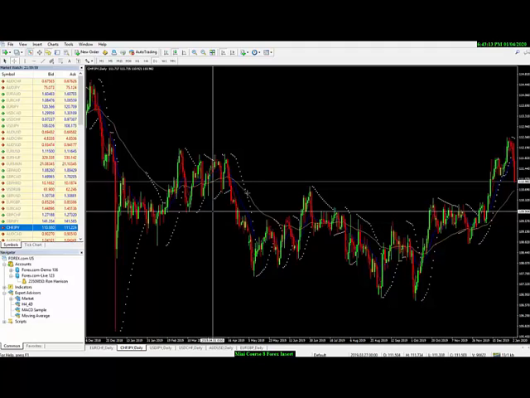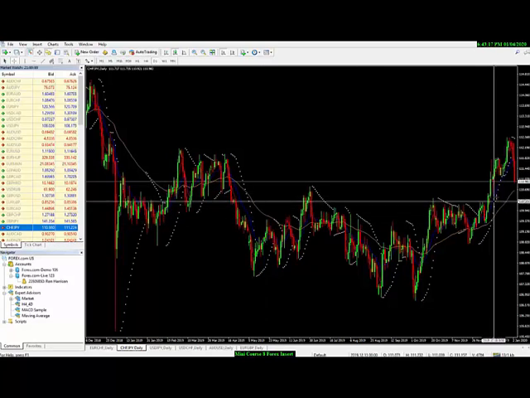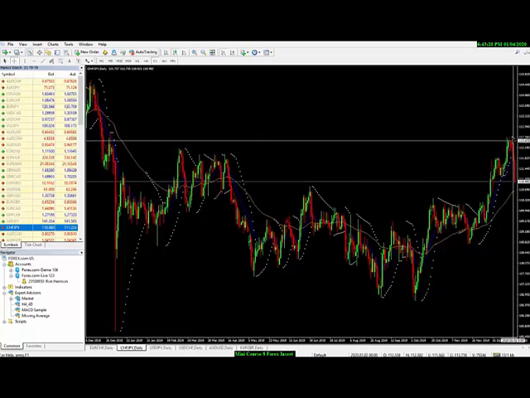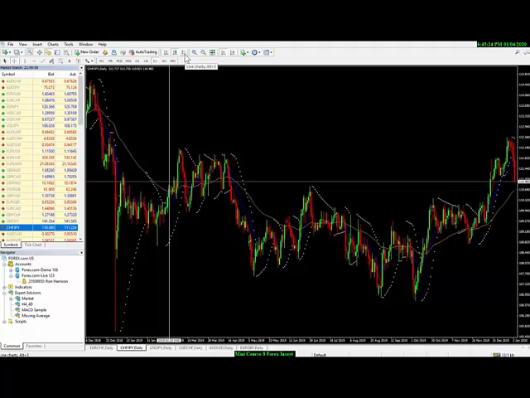Swiss yen. Now this one would be another one that I would look to get in on the long side as soon as this minor correction within the overall trend plays out, if it does.